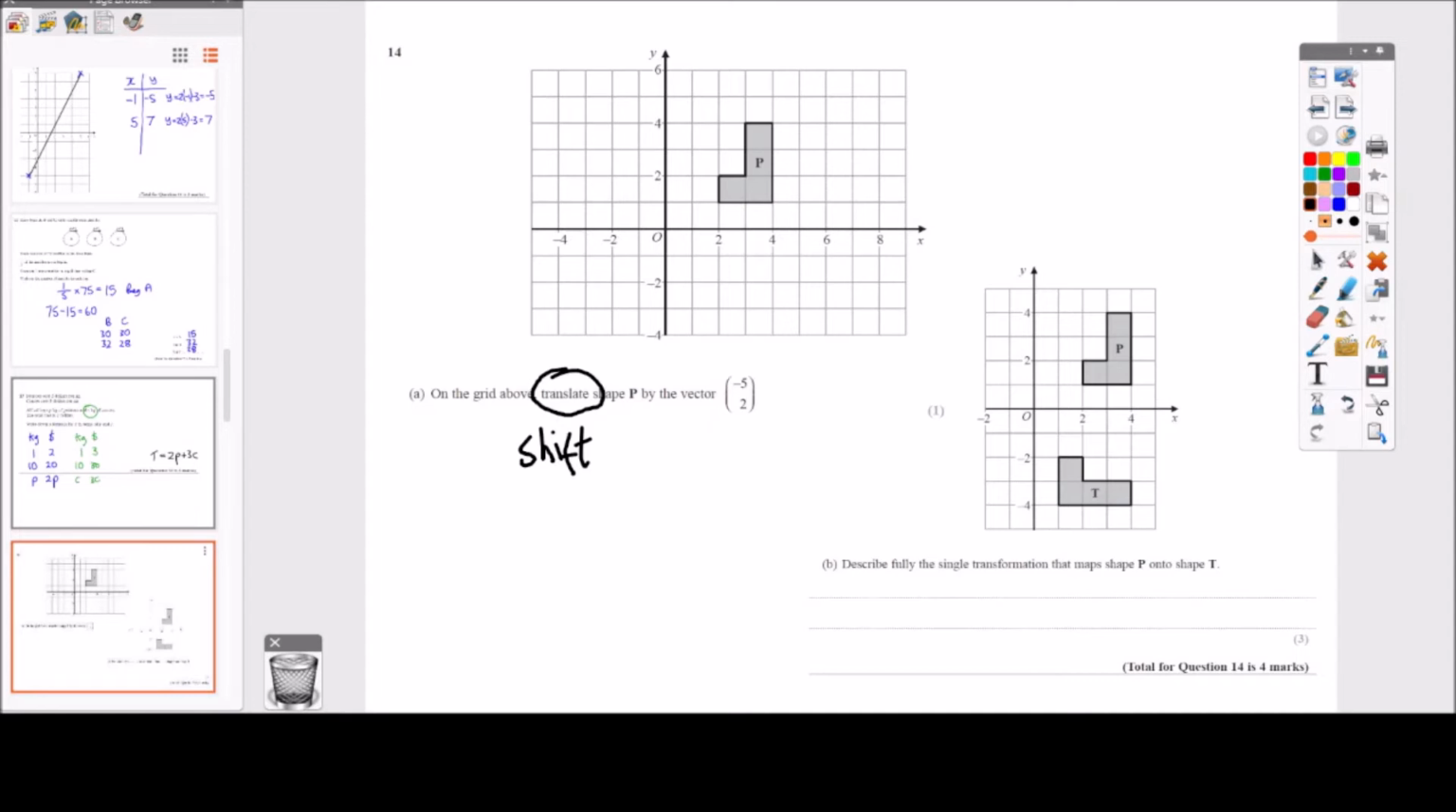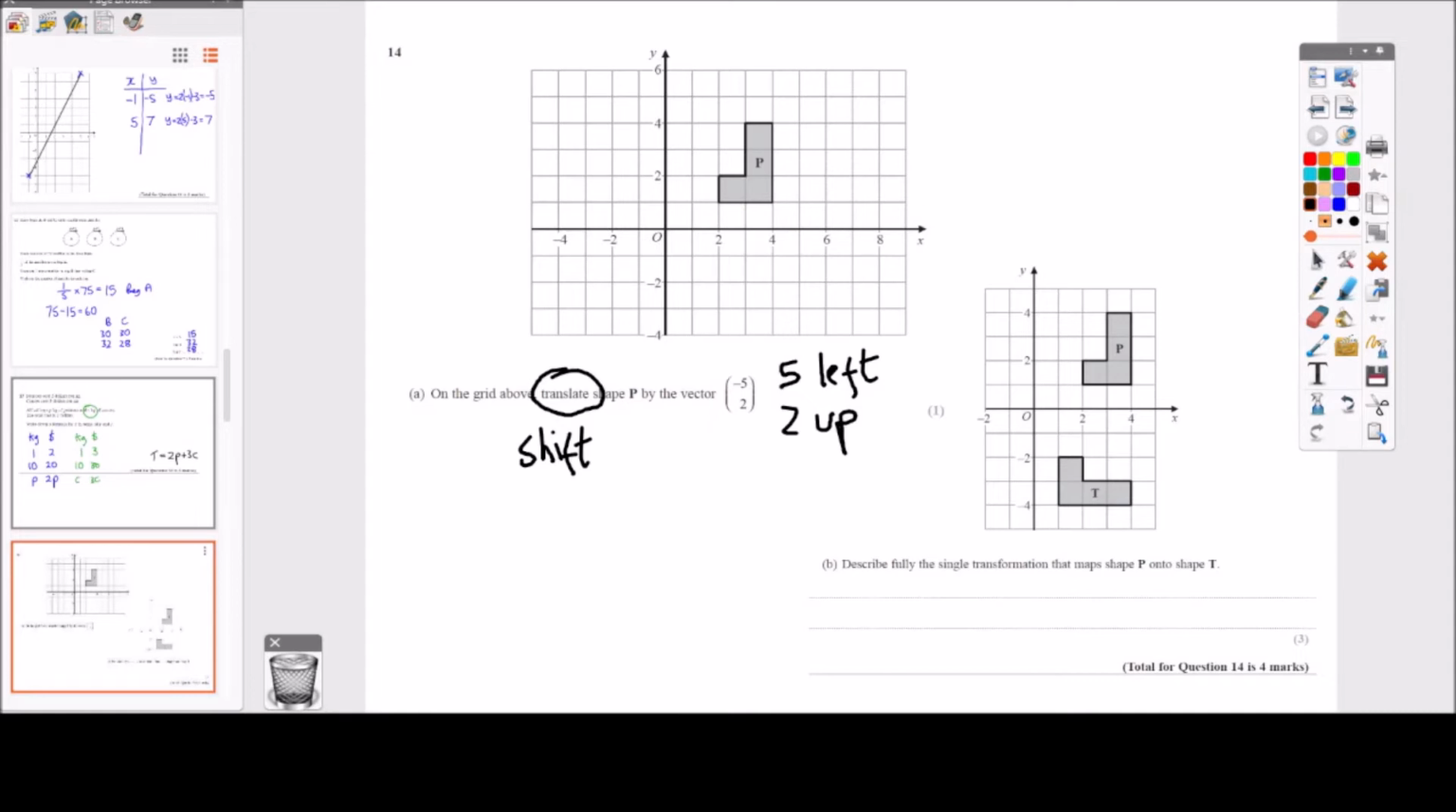The first number, the top number, is the left-right number. So here we're going to be moving 5 to the left because it's negative. And the bottom number is the up or down number. And because it's positive, that's going to be upwards.